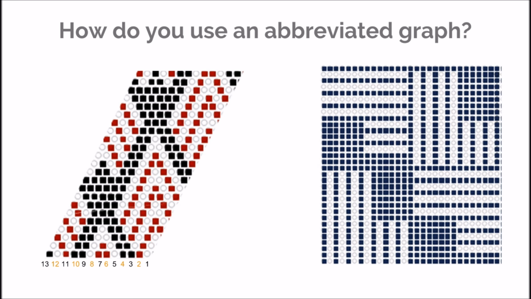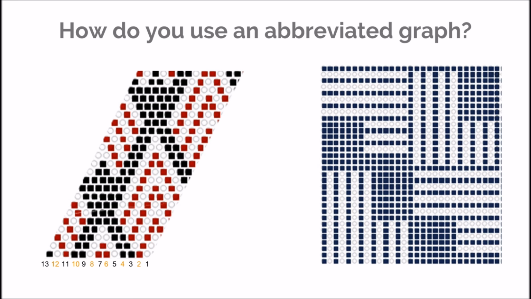And if you wanted to use the pattern on the left that takes 13 stitches to complete, you would just take 130, which is the number of stitches in the foundation chain, and divide it by 13, which is the number of stitches that it takes to complete the abbreviated graph, and that would give you 10, which is the number of times that you would have to repeat that pattern in order for it to fit your foundation chain.